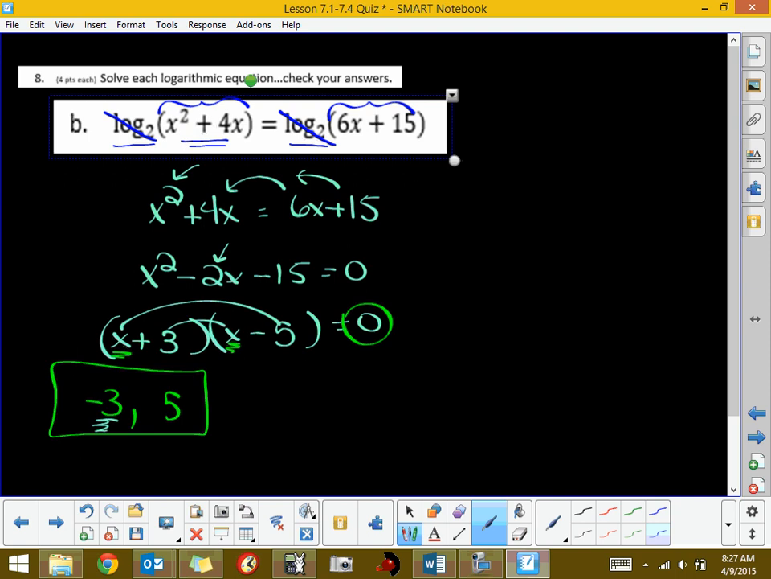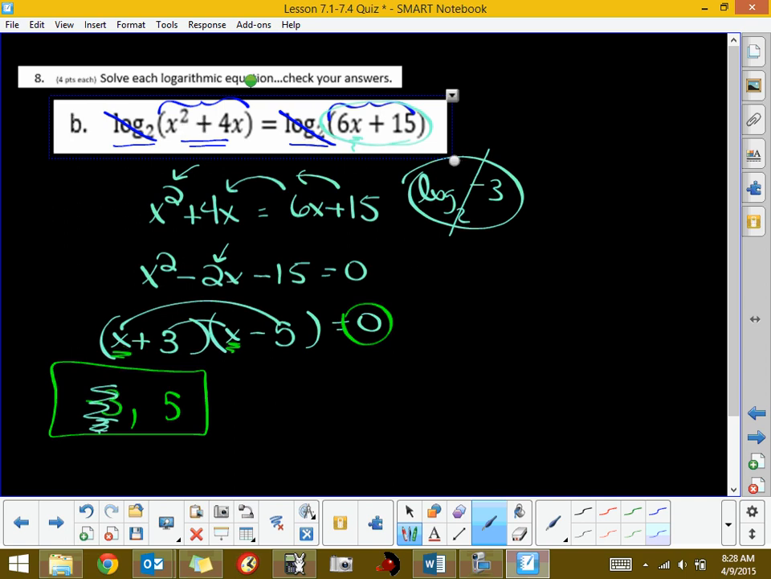So I'm going to plug in the negative 3 into this expression, or either one, it doesn't make that much difference. If I take 6 times the negative 3, it's a negative 18. A negative 18 plus 15 is a negative 3. And we do not take the log of negative numbers. Those are not defined. So because of that, I have to eliminate the negative 3.